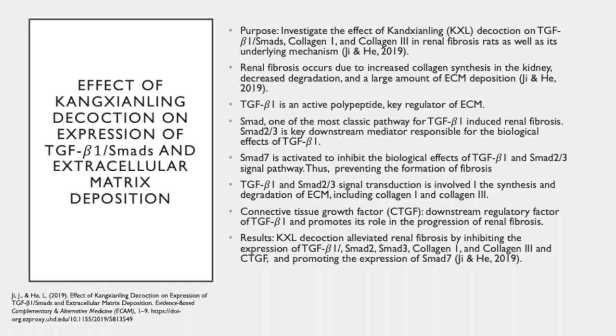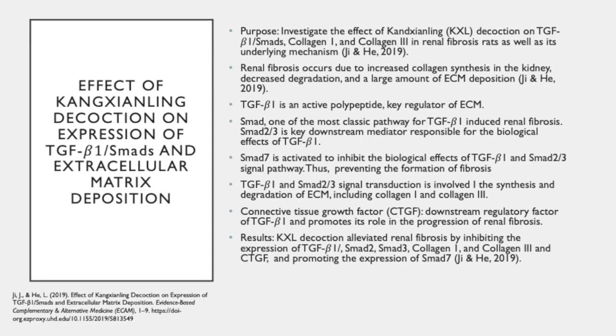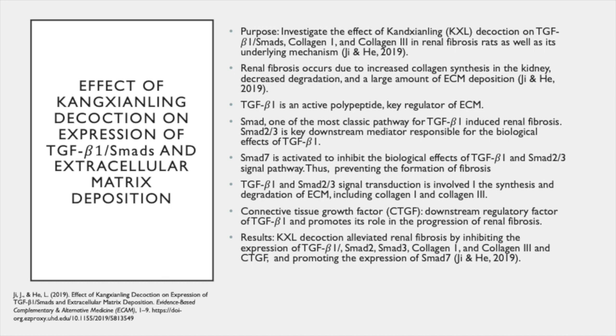Canxiangling decoction did alleviate renal fibrosis by inhibiting the expression of TGF-beta1, SMAD2, SMAD3, collagen 1, and collagen 3, and connective tissue growth factor. And it also promoted the expression of SMAD7.